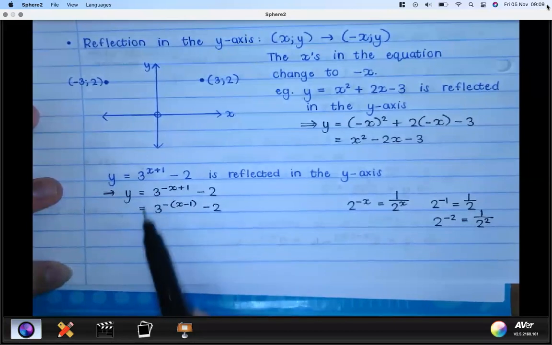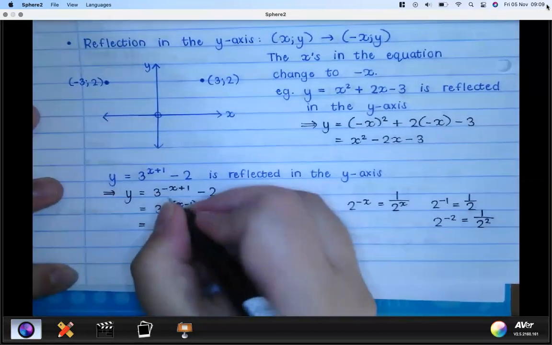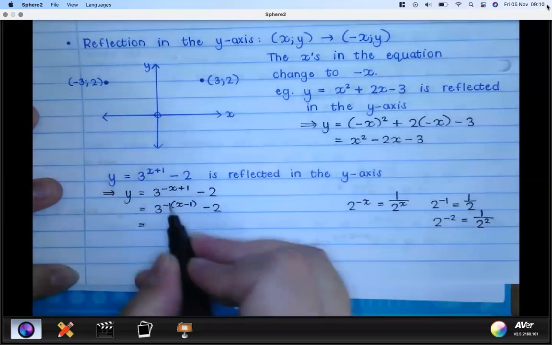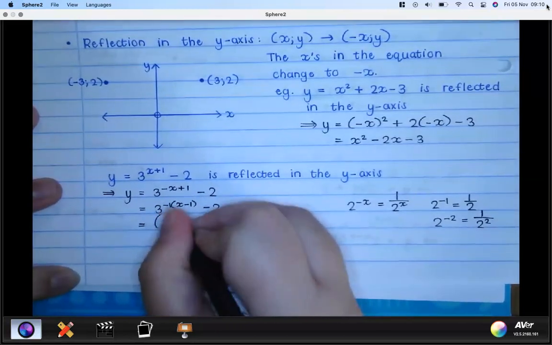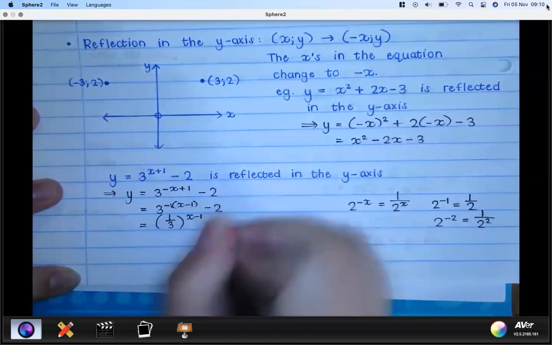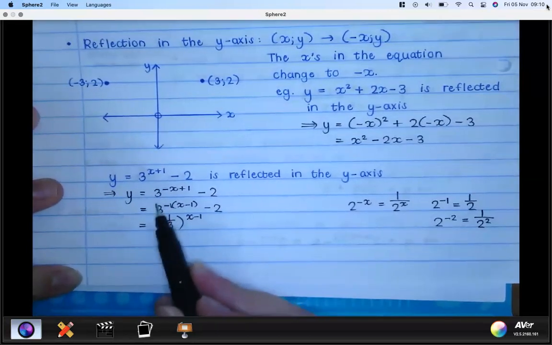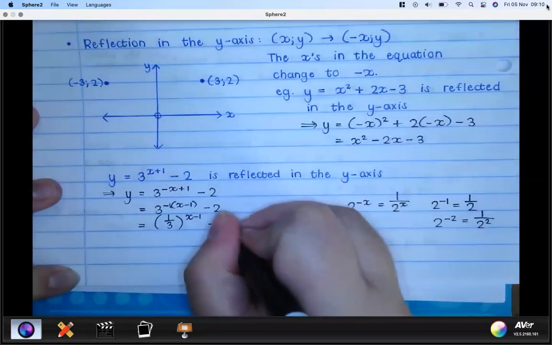So we're going to do the same thing here. This is essentially 3 to the negative 1, because that is a negative 1. Now, what is 3 to the negative 1? 3 to the negative 1 is actually a third. So I'm going to write it like that: a third to the power of (x minus 1), minus 2.